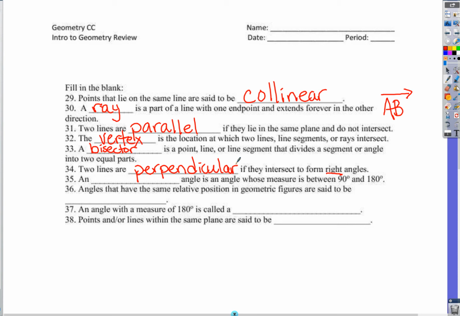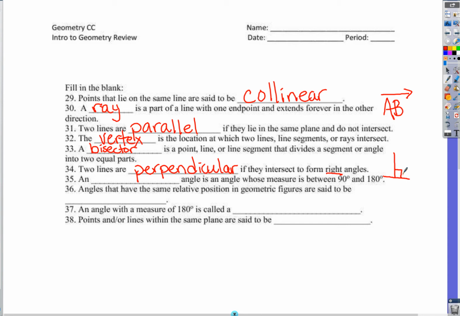Perpendicular. Okay, perpendicular. You should know perpendicular lines because whenever they cross, they have right angles. That's the symbol that means perpendicular. And you're always going to notice that little box that's going to be there. And that says, hey, I'm a right angle. We're perpendicular lines.